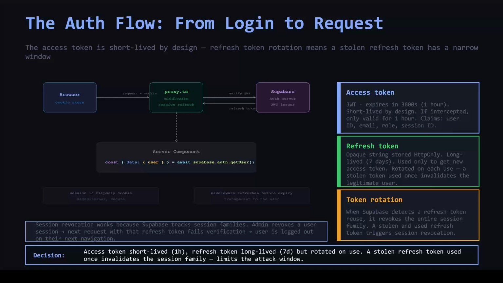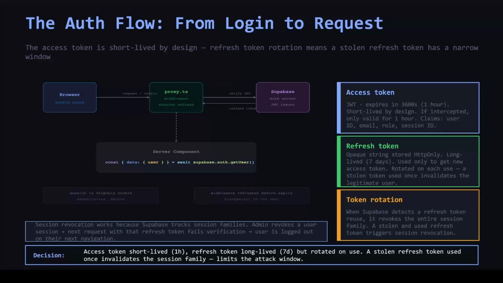When Supabase detects a refresh token has been used more than once, which happens if a stolen token is used while the legitimate user also uses it, it revokes the entire session family. Both the attacker and the legitimate user are logged out. The legitimate user is alerted and can re-authenticate knowing their session was compromised.